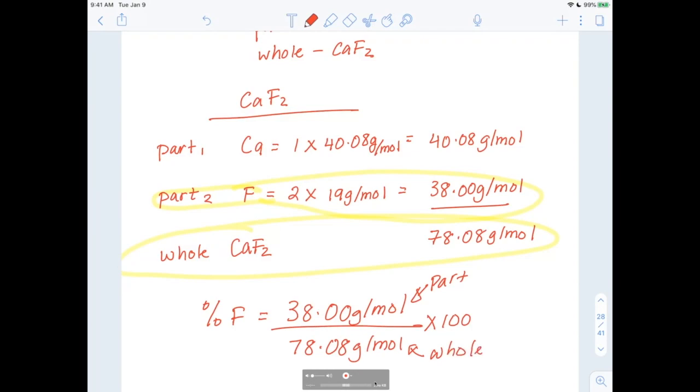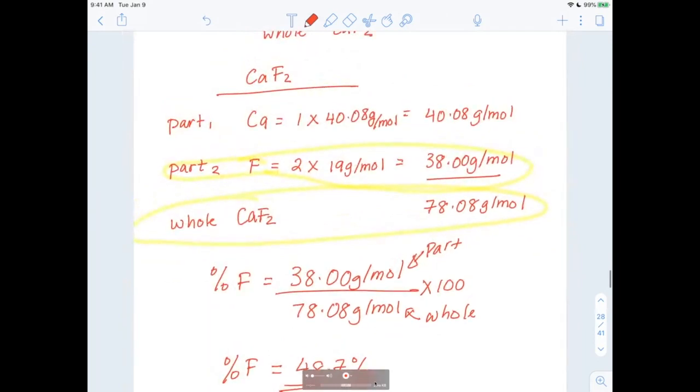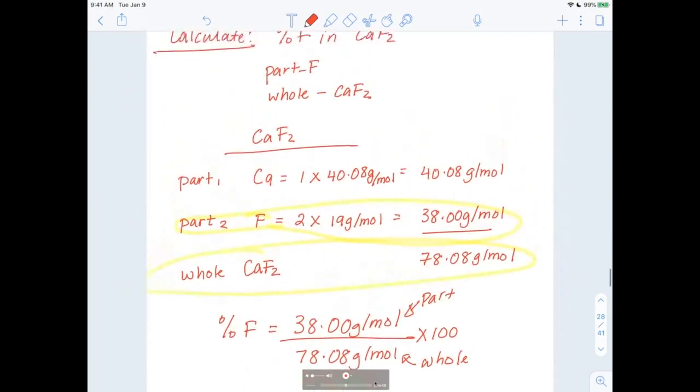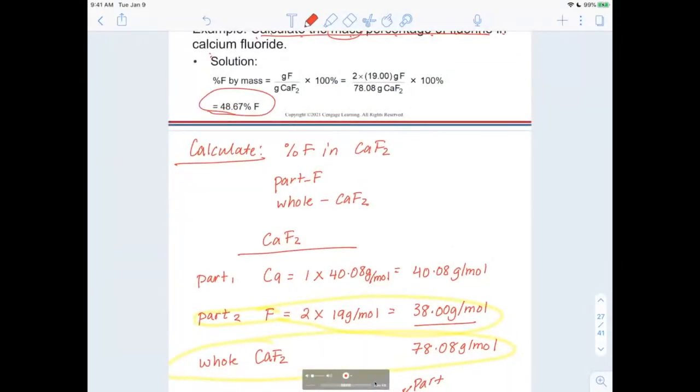So the part here is 38.00 divided by the whole 78.08 times 100. We get 48.7%. So fluorine contributes 48.7% of the mass. Right. Even though we have two fluorines, both fluorines don't even equal half. They're close to half, but they don't equal half of the mass of the whole compound. Okay? This is what they get.